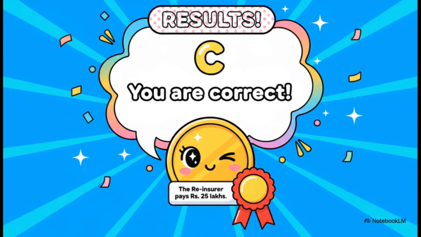All right, the moment of truth. According to the official answer key from our source, the correct answer is C, 25 lakhs. Now, I know some of you might be scratching your heads thinking, wait a minute, my math says something else, and you're not wrong to be a little confused. Let's break down why this one's a bit tricky.